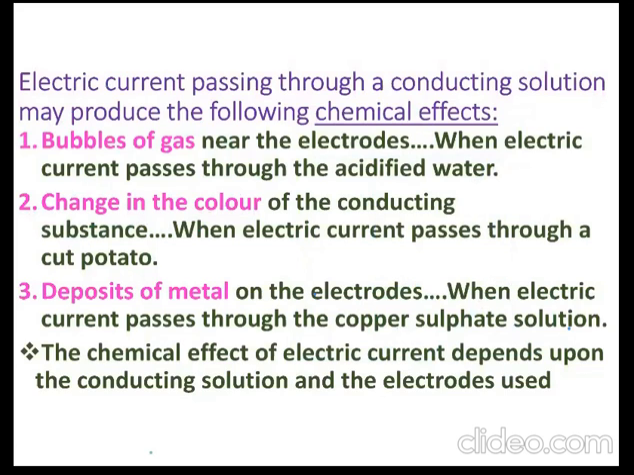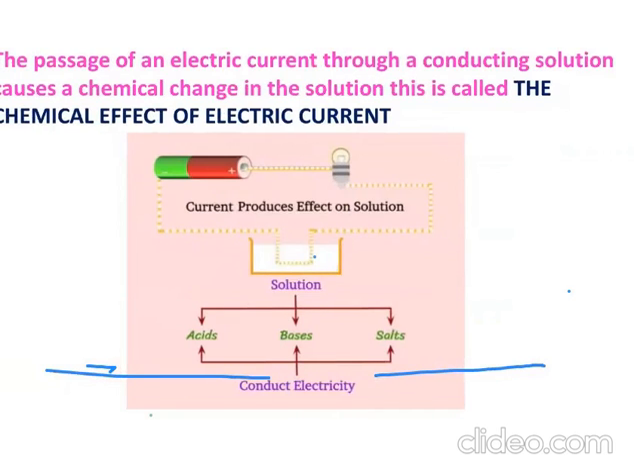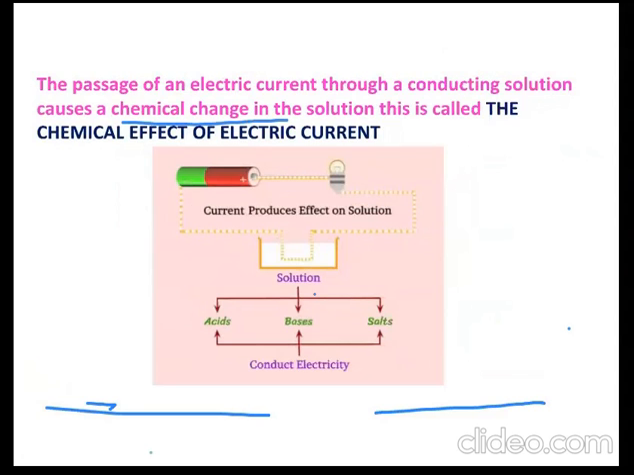Chemical effects depend upon the conducting solution, meaning what type of solution you have used, acid or base, and also upon the electrodes. Electrodes are the two metal rods which you dip in the solution. Right, children? So what is the chemical effect of current? It is the chemical change that occurs on passing current through a conducting solution.